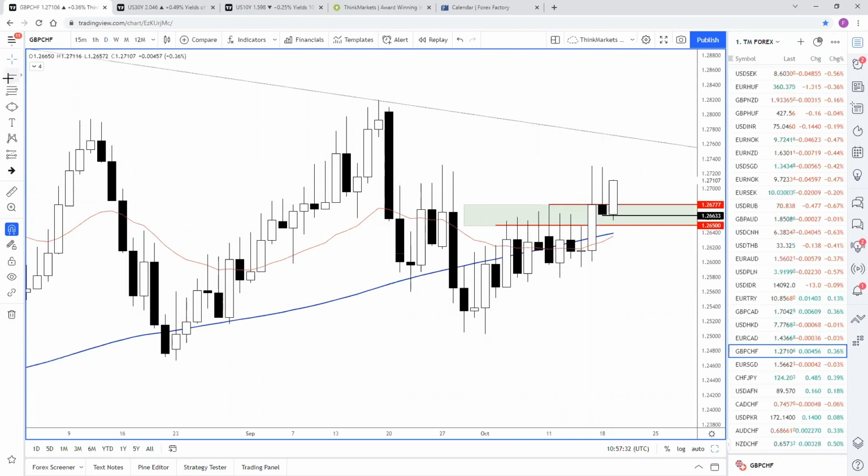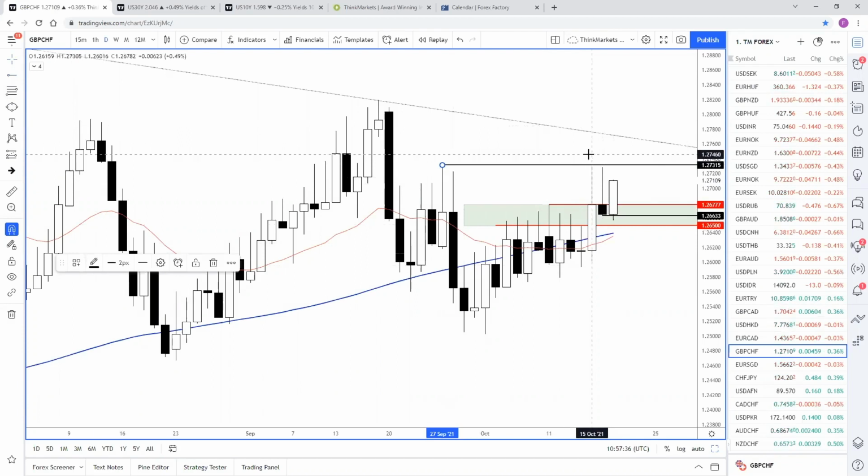So where do we think the pound Swiss is headed next? Well, there's a double top here. There's going to be lots of stops above those double highs. So that's where I think the pound Swiss is headed initially.